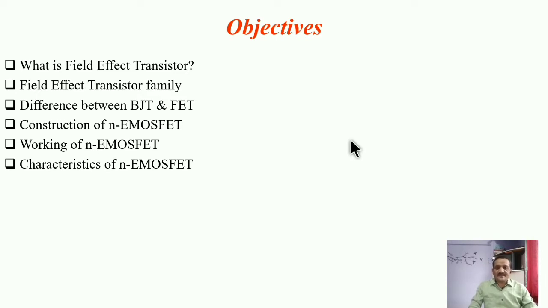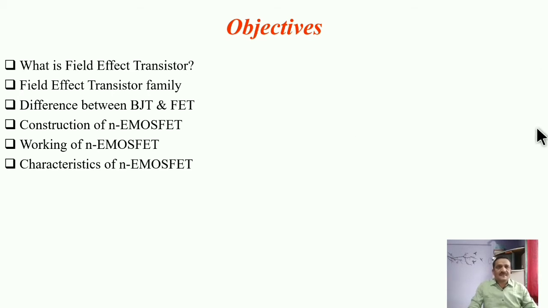But as per our prerequisites, you are already familiar with the FET family, what a field effect transistor is, and all that. So the objective of today's discussion is what a field effect transistor is, then the FET family. The third objective is not part of your syllabus, but being an engineer you should be familiar with the difference between the bipolar junction transistor, that is BJT, which you studied in first year, and the field effect transistor. Then we'll directly switch to the construction of MOSFET, its working and various characteristics.